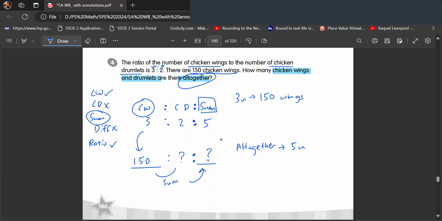And that's here. So altogether should be 5 units. So 1 unit is 150 divided by 3 to get 50. So 5 units will be 5 times 50. Right, 250.